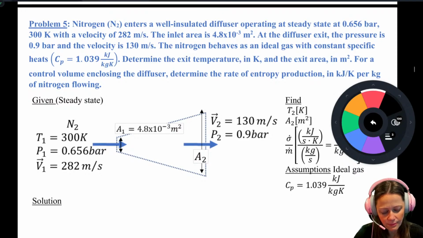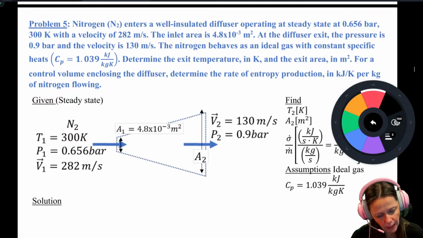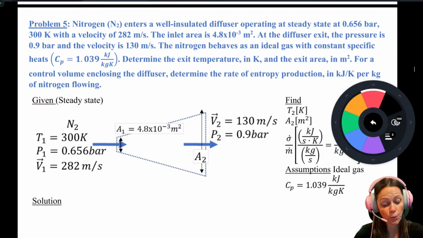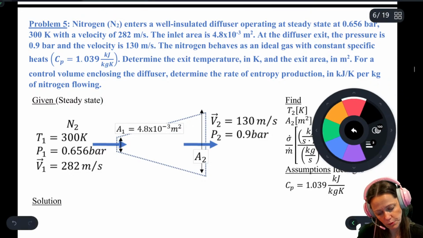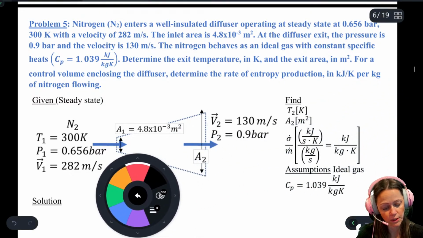Try. Okay, so we've got nitrogen. It's a well-insulated diffuser operating at steady state. I've got the temperature, pressure, velocity, and the area at the inlet. And then I've got the pressure and the velocity at the outlet. Perfect. I'm supposed to find the exit temperature, T2, the exit area as well, and then the rate of entropy production.